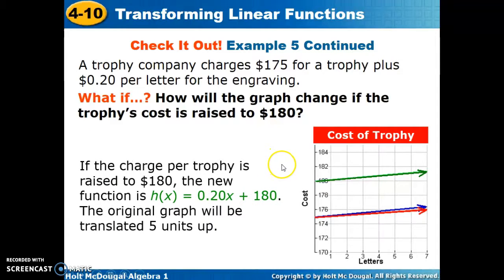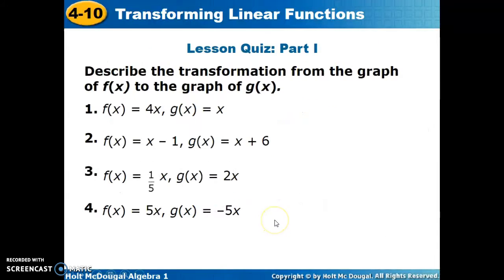If the charge per trophy is raised to $1.80, the new function, the original function, is translated 5 units up. Go ahead and complete this quiz and come back and check your answers.